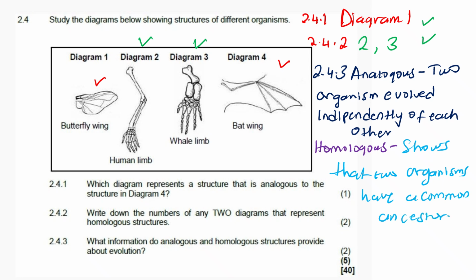Remember in 2.4.1 they asked which diagram represents the structure that is analogous to diagram 4, and we said it is 1. In other words, it shows that the two organisms evolved independently from one another. But 2.4.2 represents the two organisms with a homologous structure, and we said it is 2 and 3. There is a high possibility that diagram 2 and diagram 3 evolved from a common ancestor.